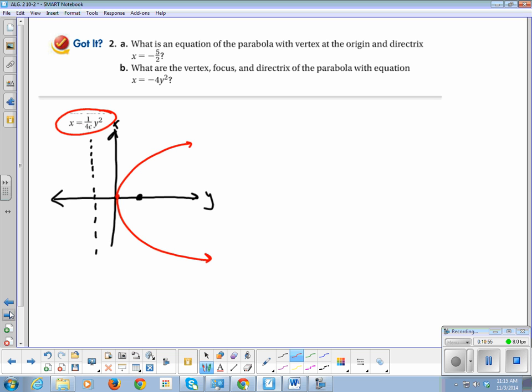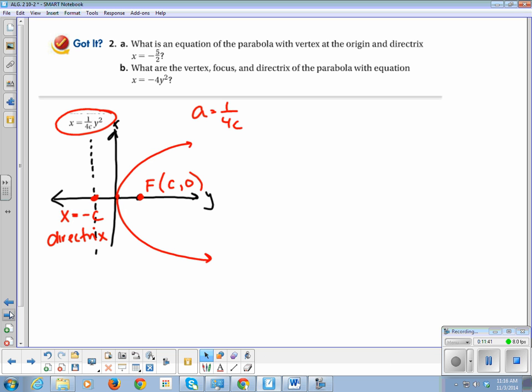And the parent function for the horizontal parabola is x equals 1/(4c) y squared. See what happened? The x and the y, they switched. Everything else is still the same. So in this scenario, the rules still apply, where our a value is still 1/(4c), our focus is at (c, 0), and our directrix is at x equals negative c. Similar, not different.